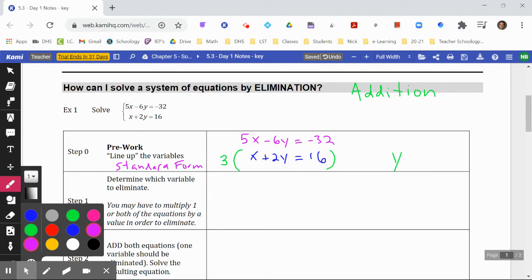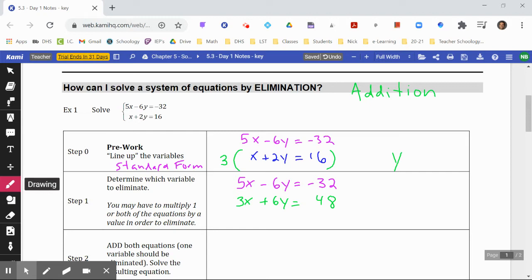All right, so now I'm going to rewrite both of these equations. This first equation I didn't touch: 5x minus 6y is equal to negative 32. And now when I multiply that second equation by 3, I'm going to get 3x plus 6y is equal to 48. By multiplying by 3, I just created opposite coefficients on the same variable. My negative 6y and my positive 6y are now going to eliminate once I add up these two equations.